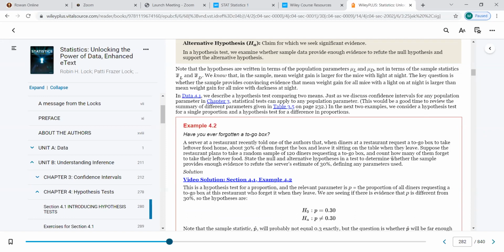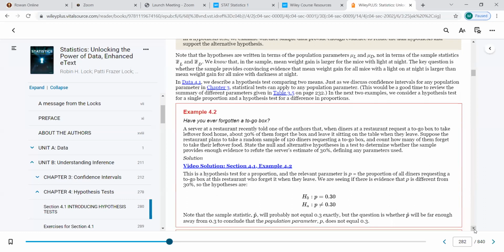So suppose the restaurant plans to take a random sample of 120 diners that request one of these to-go boxes, and they actually count how many of them forget to take their leftover food. So they're actually doing some research here, and they want to confirm this 30% or not. It says to state the null and alternative hypotheses in a test to determine whether the sample provides enough evidence to refute the server's estimate of 30%. Now, in this particular case, because the server came up with a particular number, they didn't say greater than or less than, they came up with a particular number.